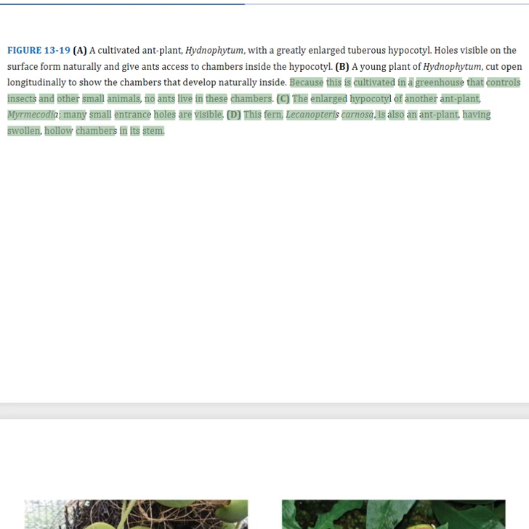The enlarged hypocotyl of another ant plant, Myrmecodia. Many small entrance holes are visible. This fern, Lecanopteris carnosa, is also an ant plant, having swollen, hollow chambers in its stem.